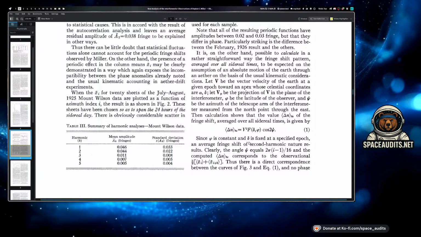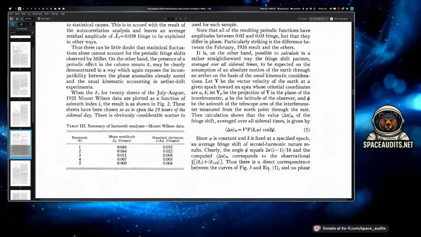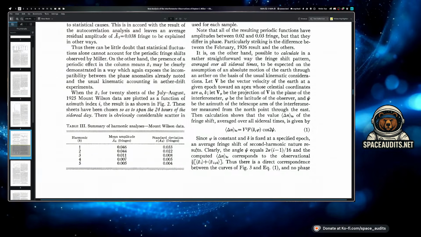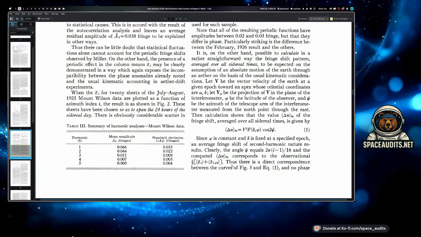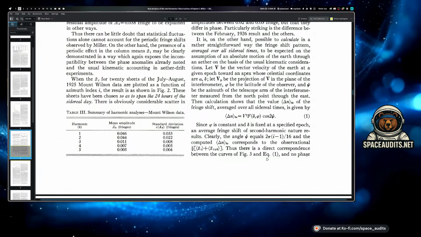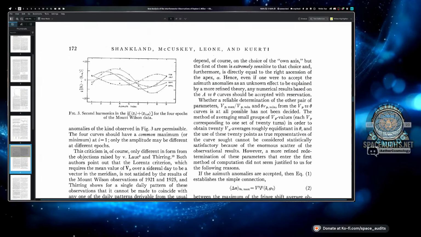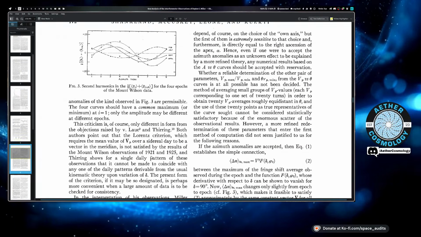Since phi is a constant and delta is fixed in a specific epoch, an average fringe shift of a second harmonic results, where the angle psi is equal to 2 pi times I minus 1 over 16, and the computed delta N average corresponds to the observational equation here. Thus, there is a direct correspondence between these curves of figure 3 and equation 1, and no phase anomalies of any kind are permissible.